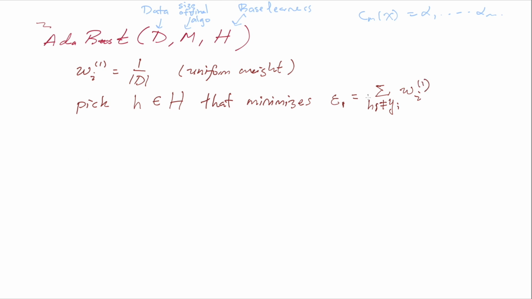Okay, so it's going to minimize the rate. And by the way, the reason I'm calling this epsilon 1 is because if I sum over all the weights, the sum of 1 over d times d is just going to be 1. So the weights are already normalized. So I can just call the top part epsilon 1 because it's dividing by 1. But I'm going to pick the h that minimizes that weighted loss, the weighted misclassification.